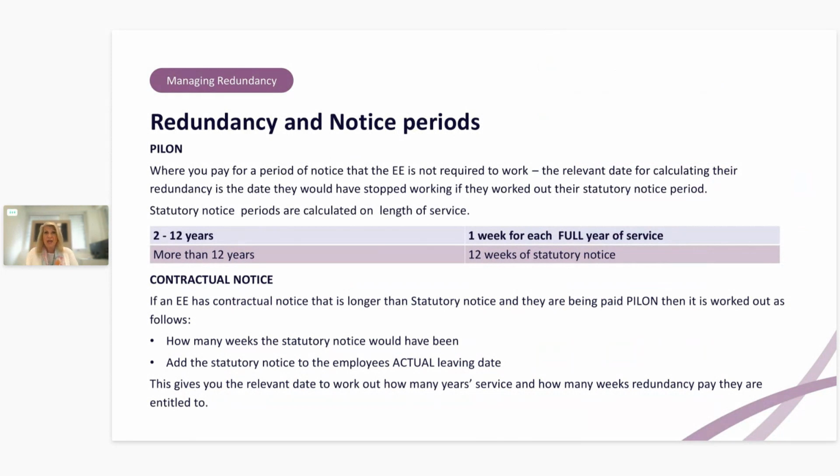Statutory notice is worked out at 1 week of notice for every year of service that they've worked between 2 and 12 years. And if they've worked for you for 12 or more years, then it's 12 weeks in total. If an employee has contractual notice longer than statutory notice and they are paid pile-on, then it is worked out by calculating how many weeks of statutory notice they would have been entitled to. And then that statutory notice would be added to the actual leaving date. This will then provide the relevant date to work out how many years of service and how many weeks of redundancy pay they're entitled to.